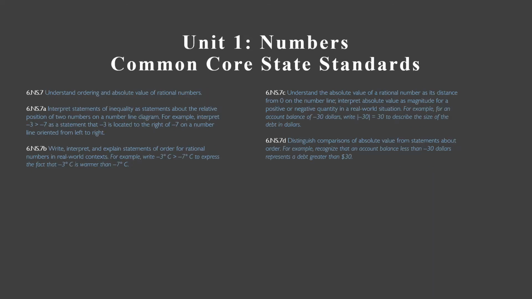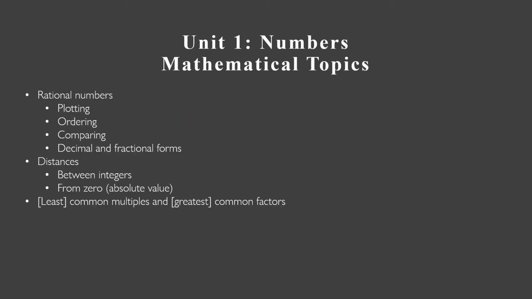As you can see, the standards in this unit come from the Common Core domain of the number system, as denoted by the letters NS. These standards mainly focus on plotting, ordering, and comparing rational numbers, which will be presented in both decimal and fractional forms. The standards in this unit also focus on determining the distances between integers and in particular the distance from 0, the absolute value. And last but not least, the standards involve finding and using common multiples and common factors.